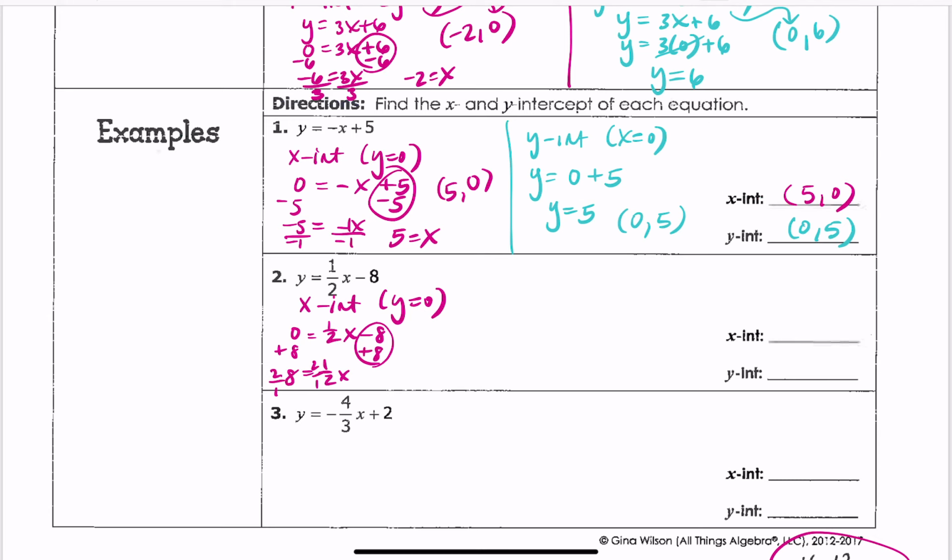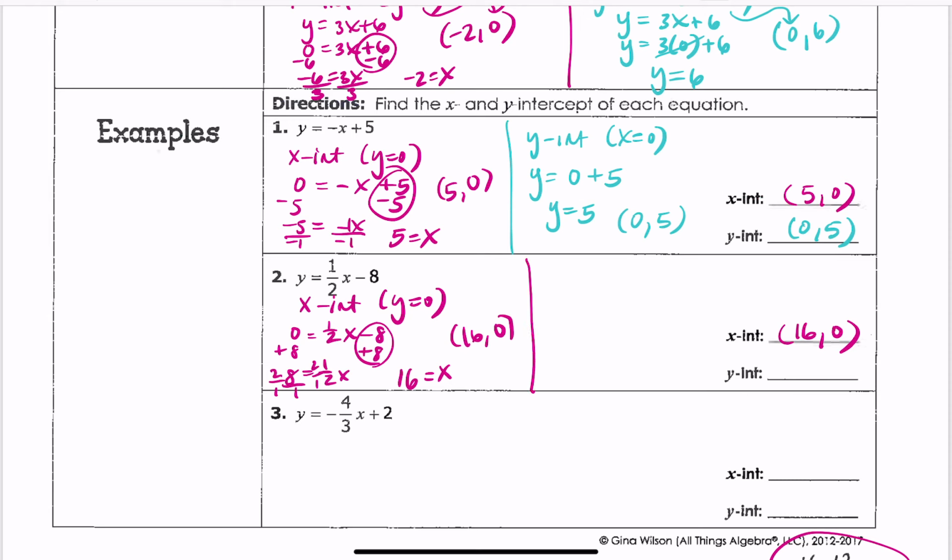This becomes 2 over 2 x on the right. And on the left, I get 16 on the top, 1 on the bottom, and that is just going to be 16. So this point is going to be 0 for y, 16 for x. So my x-intercept is (16, 0).